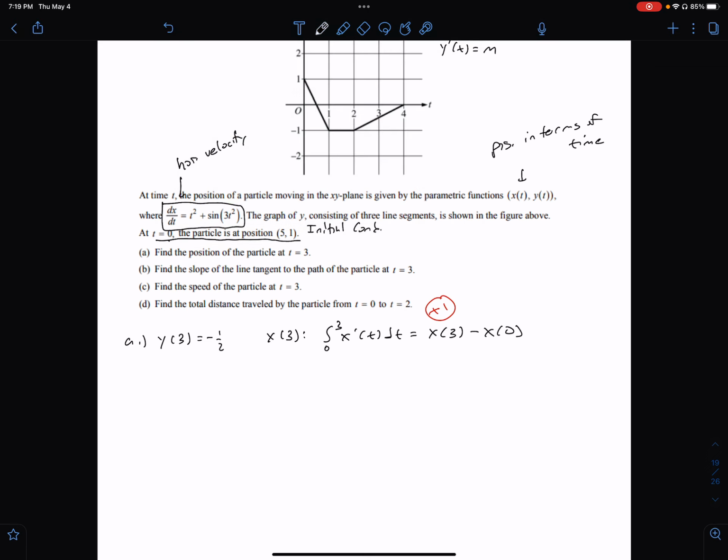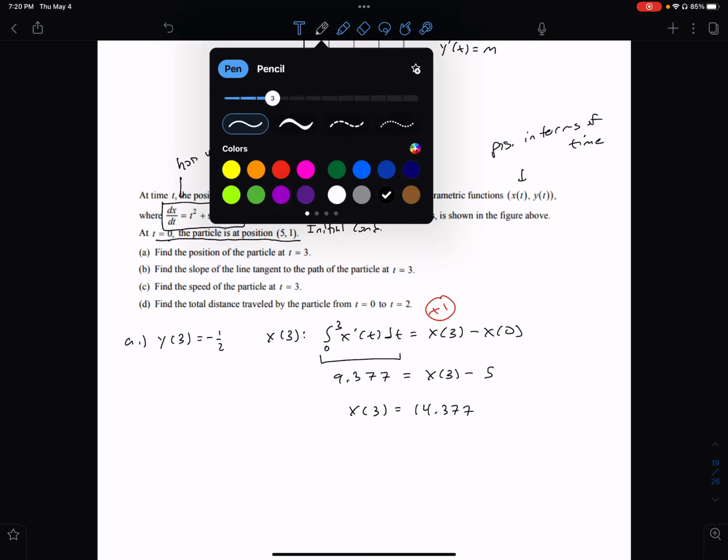Next thing we have to do, we're going to plug in our initial condition, which is 5. Now this I can type in my calculator. I don't have my calculator here since I'm using my iPad. We're going to get 9.377. And that's going to equal x of 3 minus x naught. But what is x naught? That's my initial x position, 5. Now remember, to get my integral, I typed in this t squared plus sine 3t squared. And I'm going to put the 5 here because that's my initial x position. So x of 3 becomes 14.377.